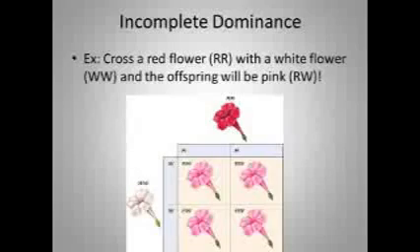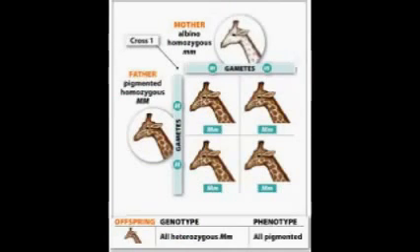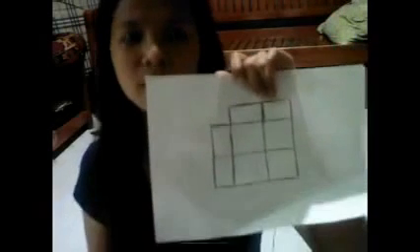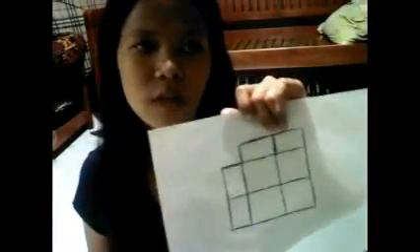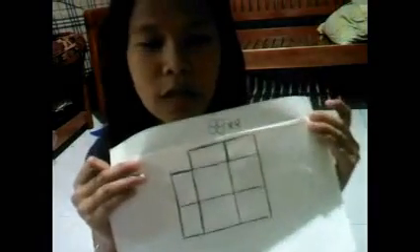Incomplete dominance. A heterozygote shows a phenotype that is intermediate between the two homozygous phenotypes. Neither allele is dominant over the other. This is the Punnett square of incomplete dominance, and I will draw the red four o'clock flower. And I will draw also the white four o'clock flower.